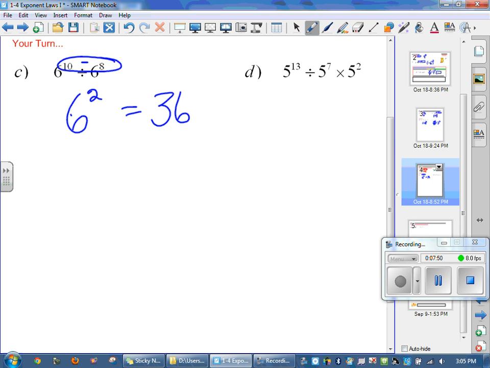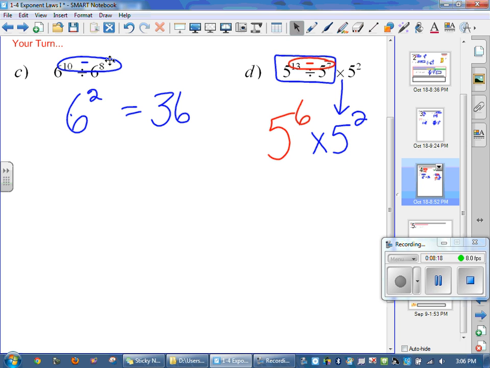Let's take a look at letter D. We have a 2-step process in D. I've got to take the first 2 and solve it, and then write down my second part of my question. So times 5 squared is going to come straight down, and I'm going to solve the first part. The first part's dividing, so I'm going to take my exponents and subtract them, which means I'm going to get 5 exponent 6. Now I have a multiplying function, so I'm going to take the 6 and the 2, and now I add them, because that's my law for adding when I multiply with the same base. So I get 5 exponent 8.